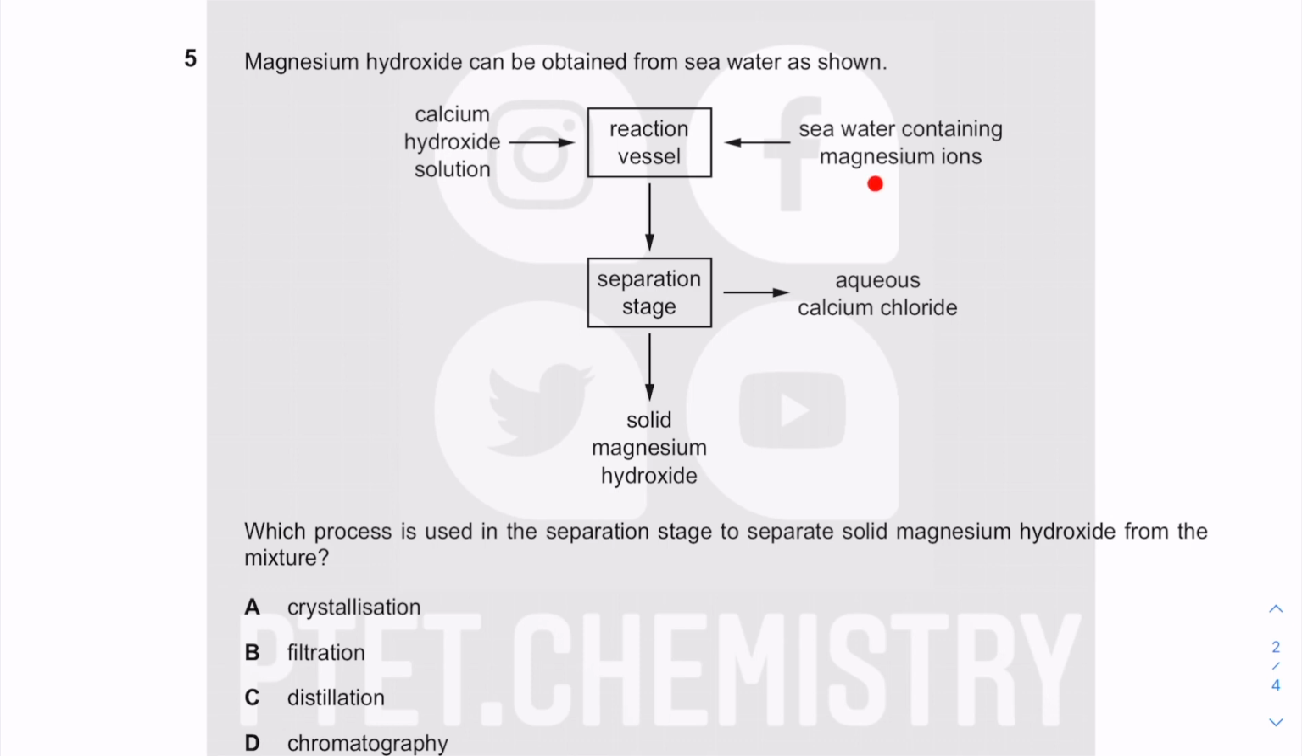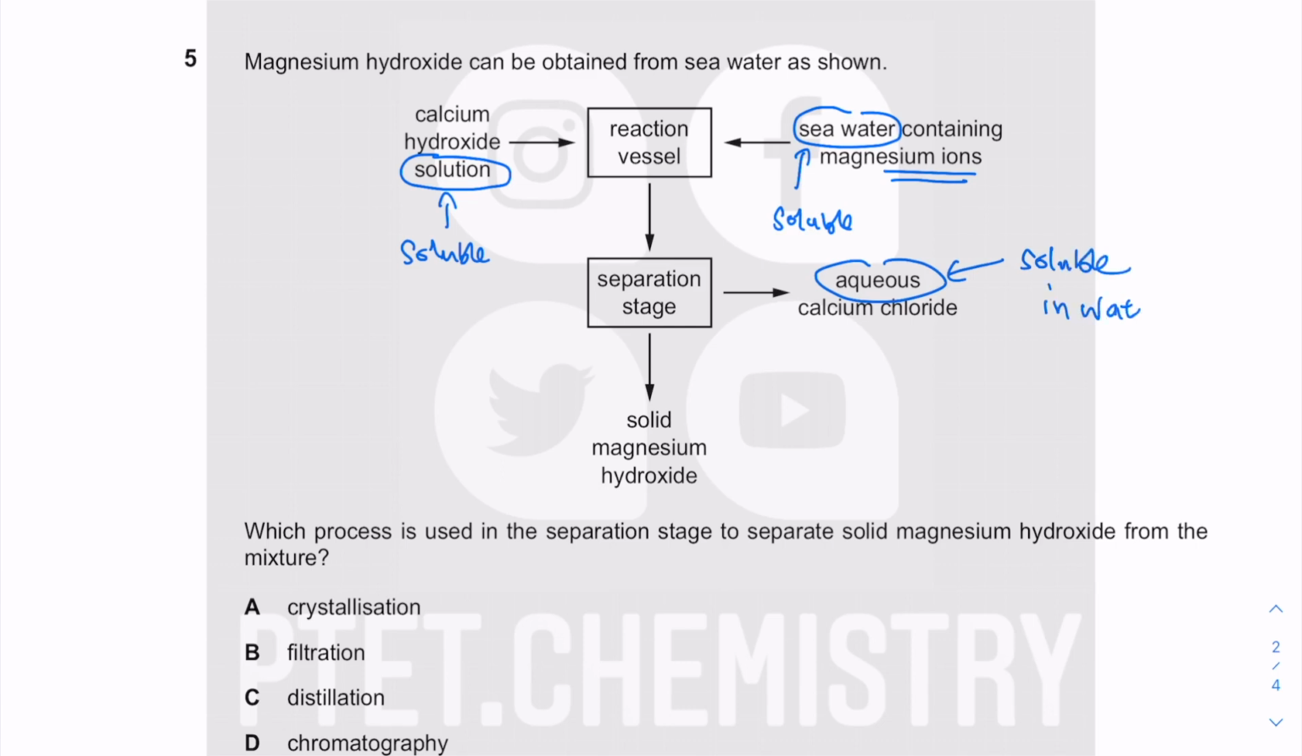All this seems very unfamiliar to you, but if you know how to read the question, then you see this is a solution, so meaning it is soluble. The calcium hydroxide is soluble because it's a solution. Okay, this is a seawater that has these ions. So again, this is seawater, it is soluble. Aqueous again means soluble, soluble in water. This is solid. Solid means insoluble. Okay, so you want to get the solid from something which is soluble, soluble and soluble.